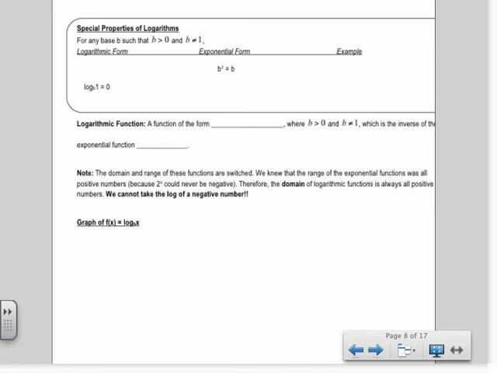Okay, so special properties of logarithms. So I have my logarithmic form, I have my exponential form. So what is b to the first equals b? What is that in logarithmic form? Log base b, the other side's equal to 1, so log base b of b equals 1. Do you guys see? B to the 1 equals b. So basically when you see log base 5 of 5 next to each other, or log base 2 of 2, it's just equal to 1.